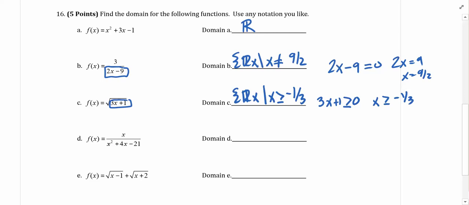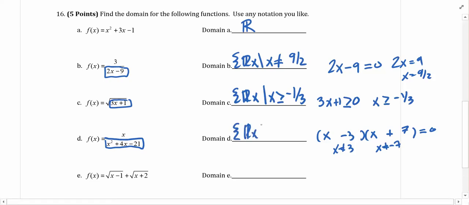Part D, another rational function, so I would make sure that the denominator could never be 0. In this case I would factor the denominator, x squared plus 4x minus 21, into x and x, and probably 7 and negative 3, 7 and a negative 3, right? So that adds to a positive 4 and multiplies to negative 21. Then solving each of these individual pieces for 0, I would see that x cannot be the number 3 in this case, and x cannot be the number negative 7. So I would say all real numbers x such that x is not equal to 3 or negative 7.